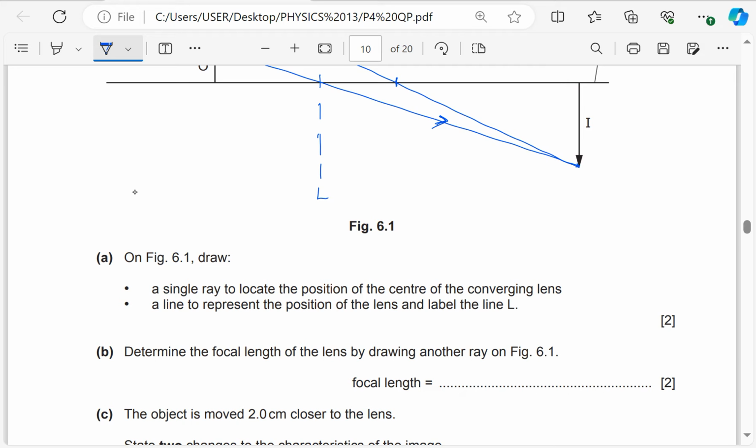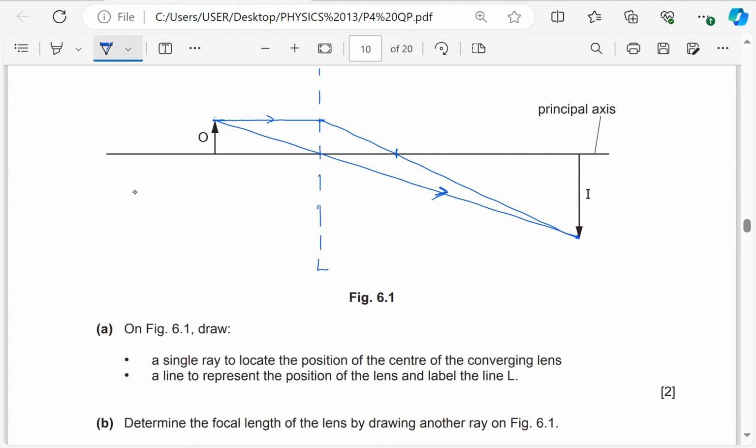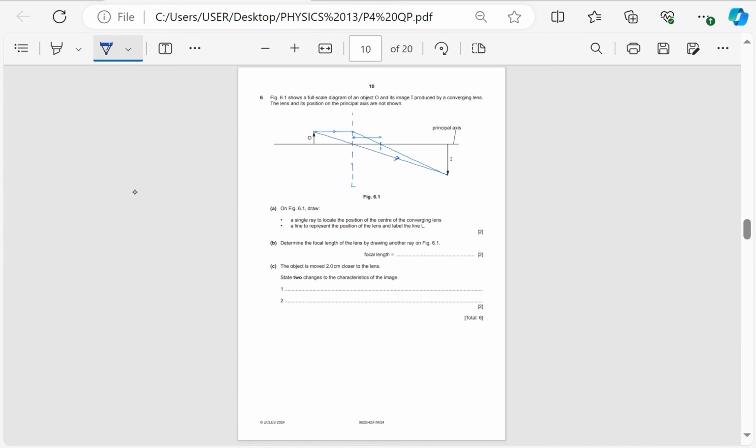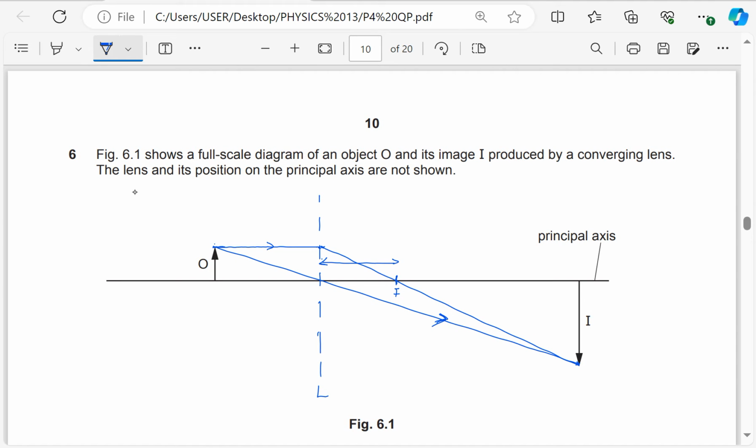Determine the focal length of the lens by drawing another ray on the figure 6.1. So I have to measure the distance. This is going to be the principal focus. I'll call this F. So I need to measure this distance here. Now, let me try to bring this back to its original position. I don't remember the actual size of this, so when I measure from here, I may not get exactly the same answer as you when you measure from the question paper.